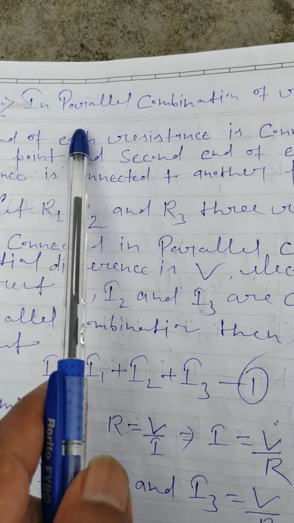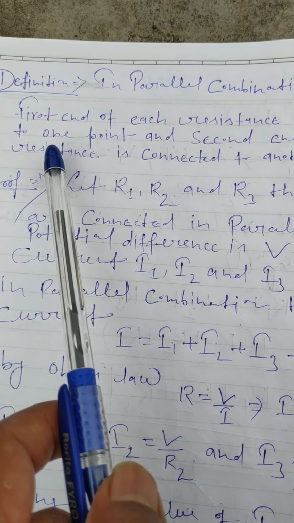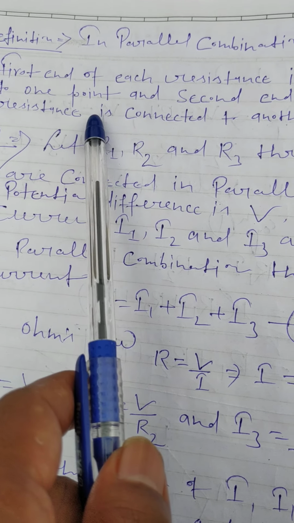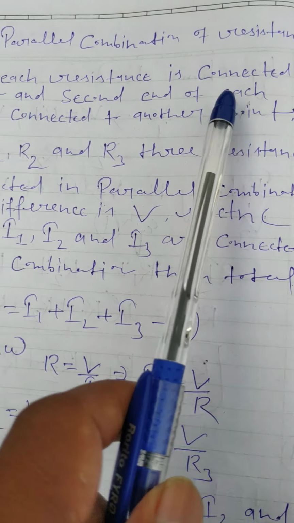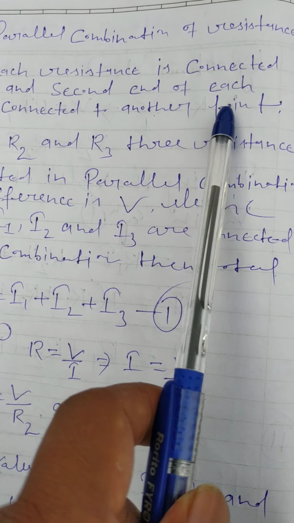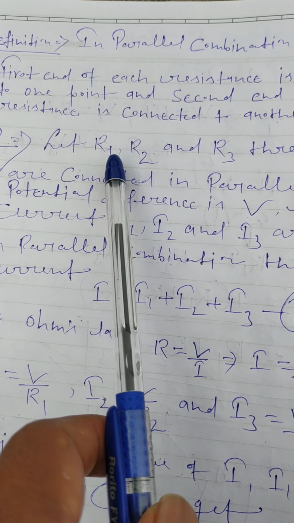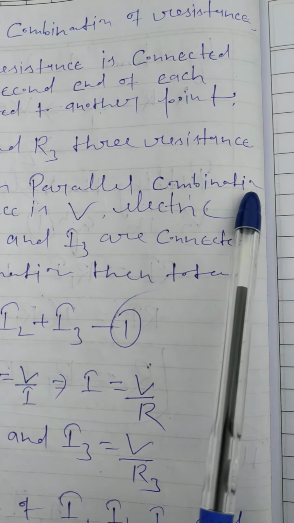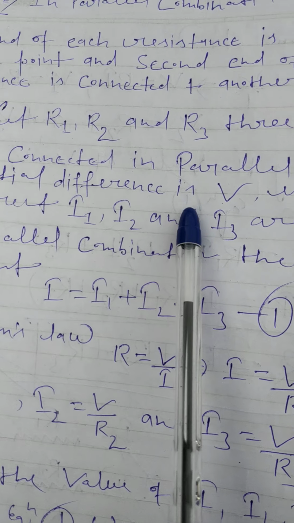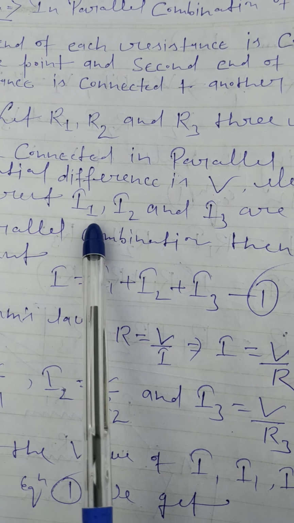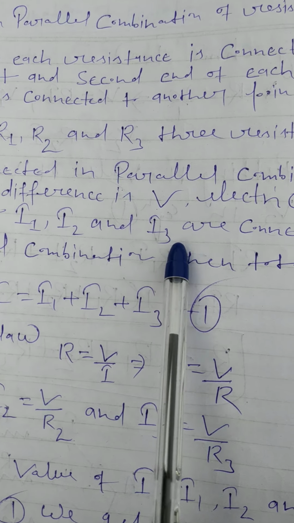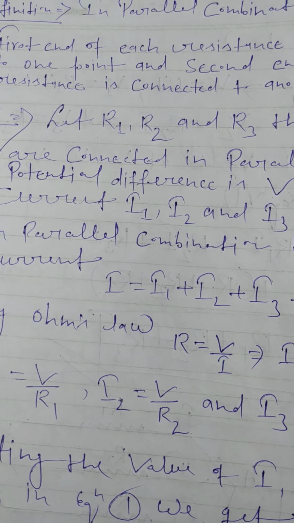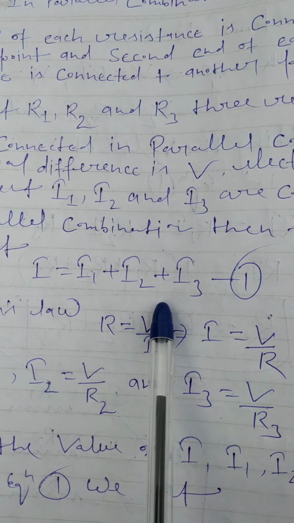Definition: in parallel combination of resistance, first end of each resistance is connected to one point, and second end of each resistance is connected to another point. Let R1, R2 and R3 three resistances be connected in parallel combination. Potential difference is V. I1, I2 and I3 are the electric currents, then total current I equals I1 plus I2 plus I3.